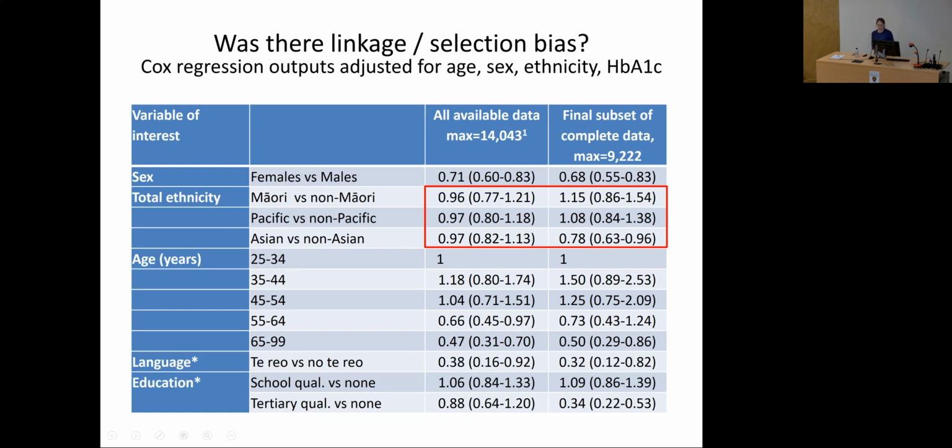And also the education differed quite a bit as well, particularly around tertiary qualified people, and how protective that was. It appeared a lot more protective than it really was in the subset of data. And just to show the language, the Te Reo results were statistically significant in both data sets.